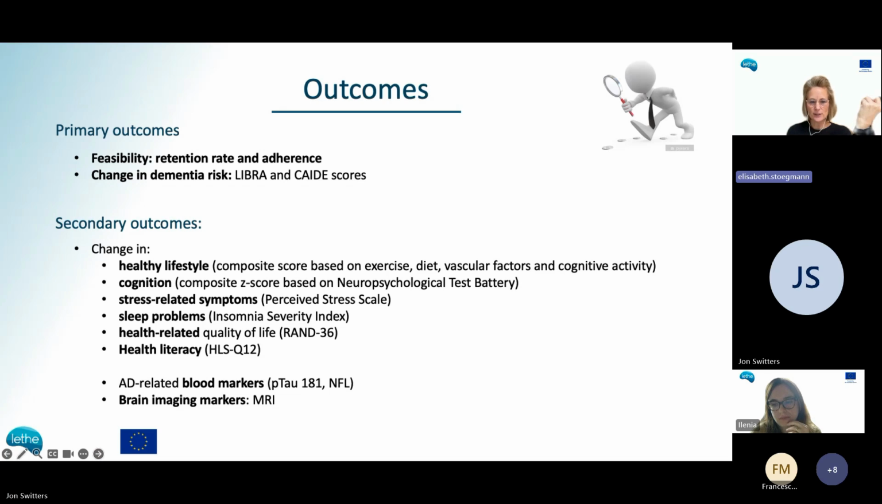And we have a lot of secondary outcomes like questionnaires and tests about cognition, stress-related symptoms, healthy lifestyle, health literacy, quality of life. And additionally, we also do AD-related blood biomarkers like p-tau181 or neurofilament light chain. And we also do some brain imaging markers, as we perform MRI twice during the study.